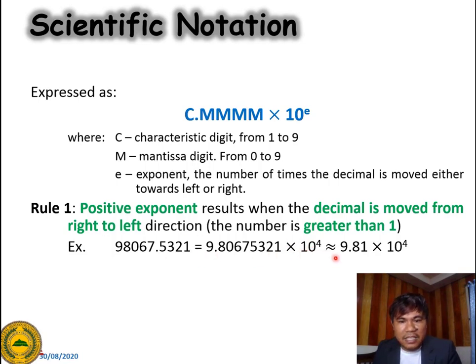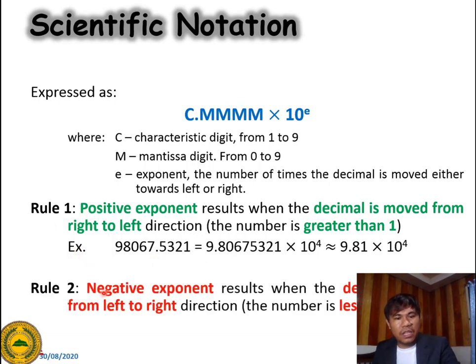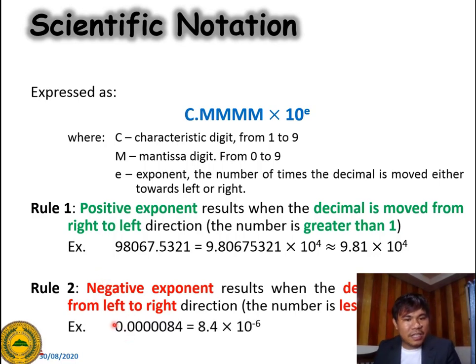Or roughly, let's round this one. This is equal to 9.81 times 10 to the 4. This is the case when you rewrite a large number, which falls under rule number 1. Now, how about when we rewrite a very small number? In this case, we have rule number 2.